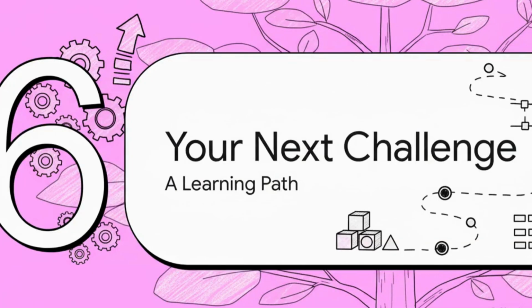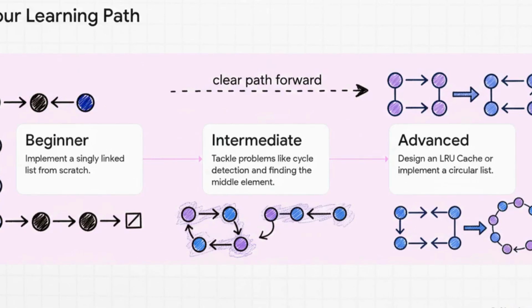So how can you truly master this concept and actually start applying it effectively? Well, like any skill, it's all about starting with the basics and building your way up. You know, the best way to learn is by doing. So here's a path you can follow. Start by building your own simple, singly linked list from the ground up. Once that clicks, you can tackle classic problems like detecting a loop in a list. And then when you're ready, you can challenge yourself with advanced applications, like designing an LRU cache, which cleverly uses a doubly linked list to manage memory.